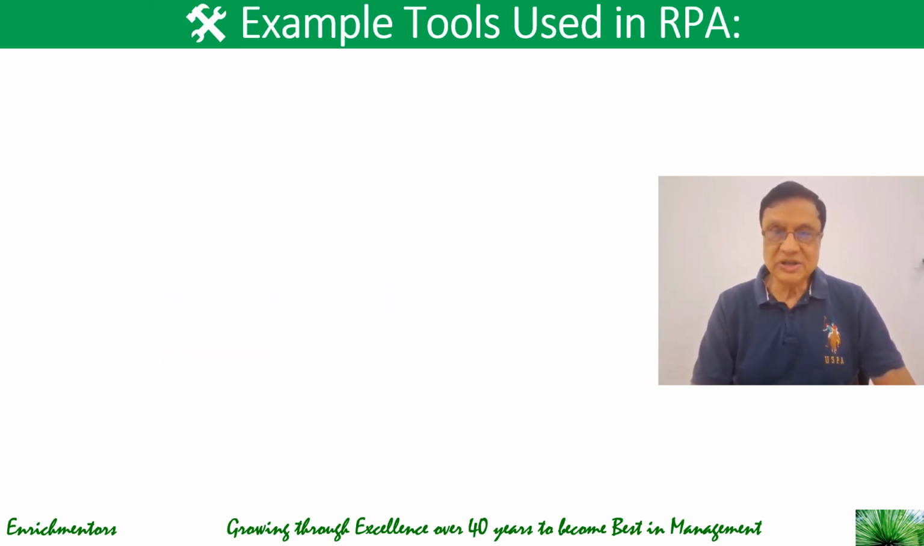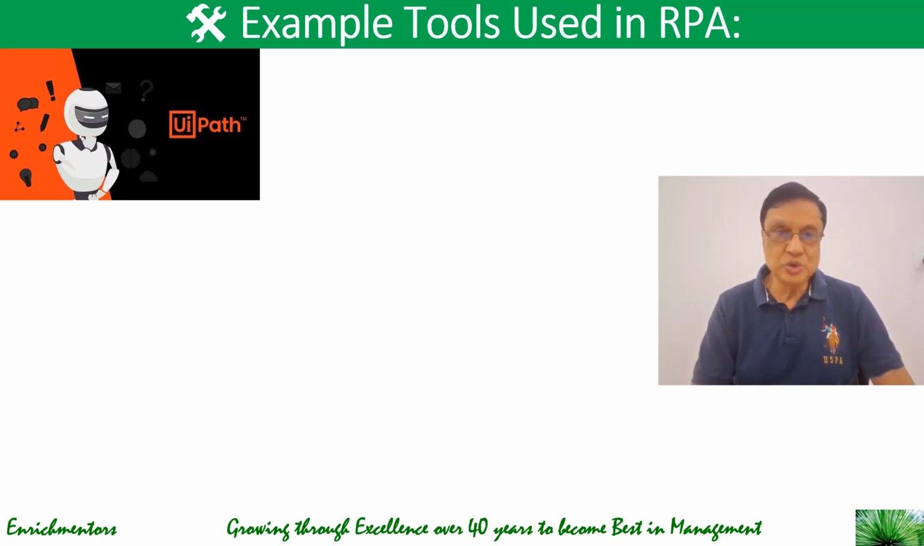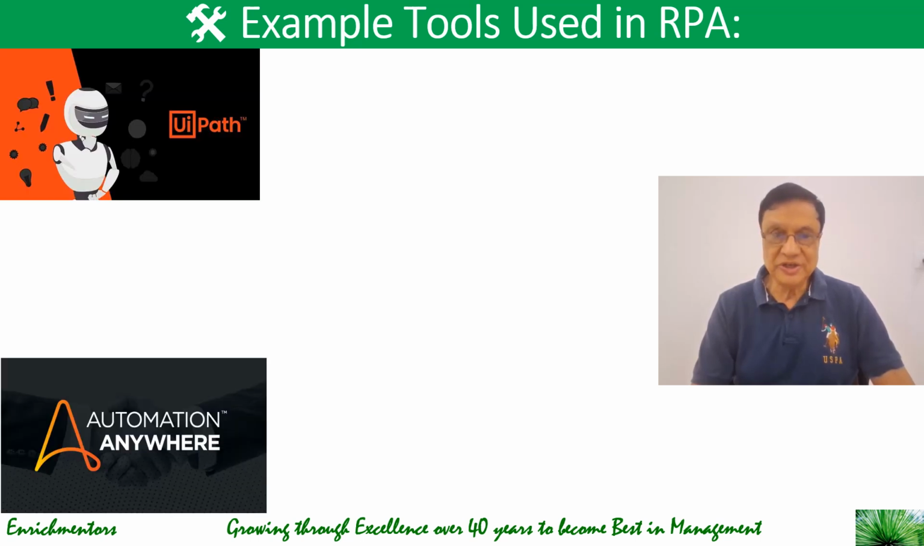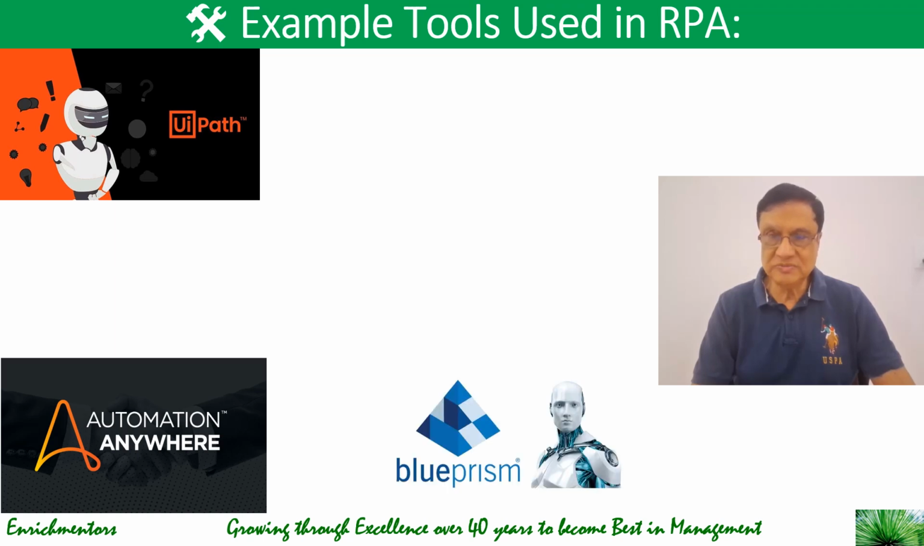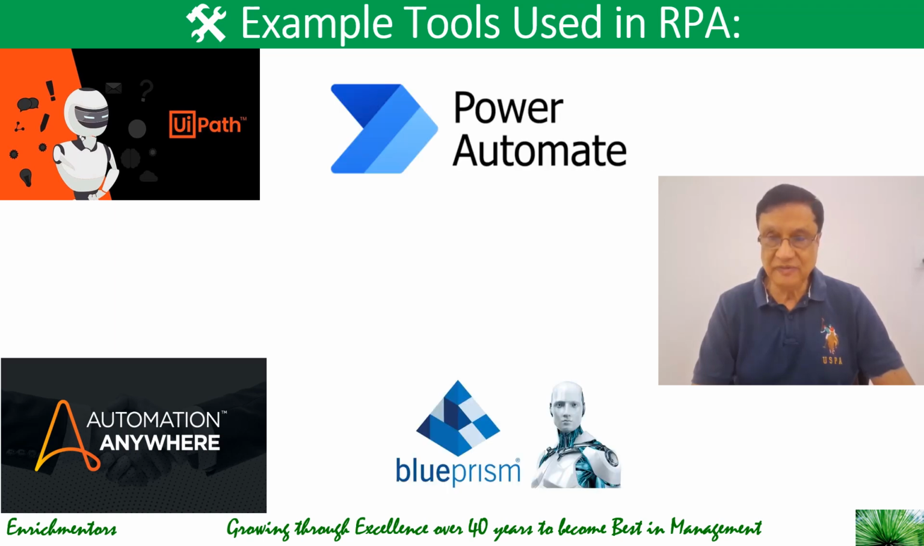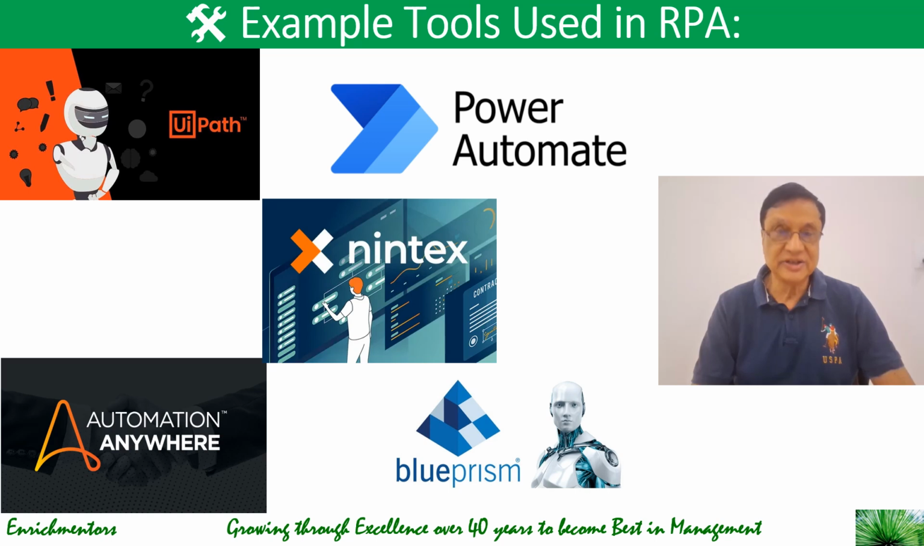So let's take a look at some examples of tools used in RPA. The very common one used is UiPath. Then there is Automation Anywhere. Then there's Blue Prism. Then Power Automate of Microsoft. And then there is Ninetimes. So these are the commonly used tools for RPA.